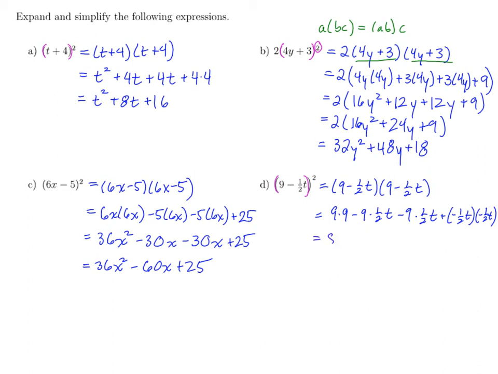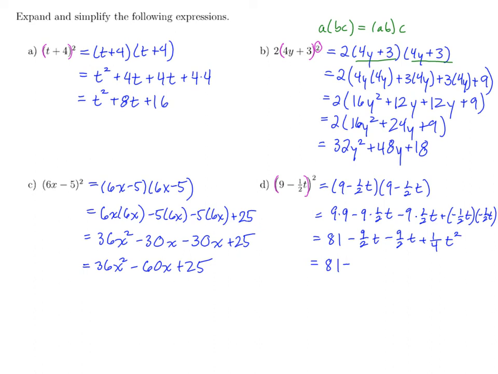Simplifying here, 9 times 9 is 81. And then 9 times 1/2 t, that's still going to be a rational expression. So I'll have minus 9 halves t, and then I'll have that again, minus 9 halves t. And then I'm adding, so I have negative 1/2 times negative 1/2 will give me positive 1/4 for the coefficient, and then t squared. So at this point, I have 81 minus 9 halves t minus 9 halves t plus 1/4 t squared.